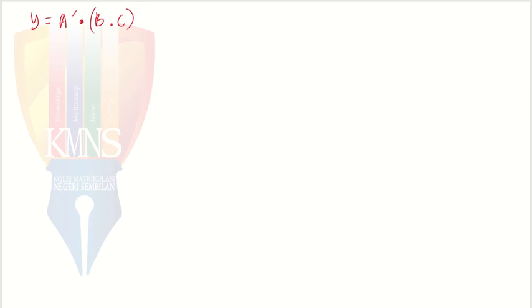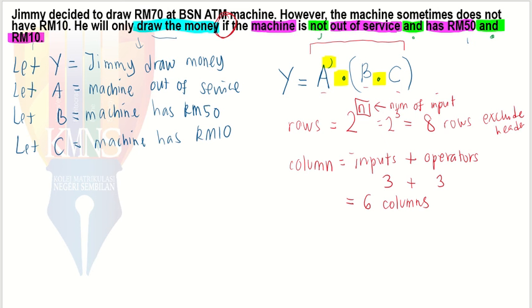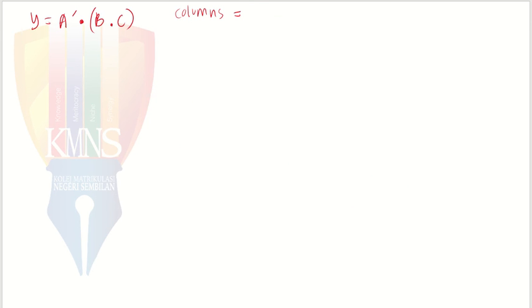Okay, and then you have columns, wait, I don't remember the columns. We have 6 columns, and rows you have 8 rows. This one excludes the header. So if you include the header, it will be 9 rows. Okay, so now you can construct your truth table with 6 columns and 9 rows, including the header.